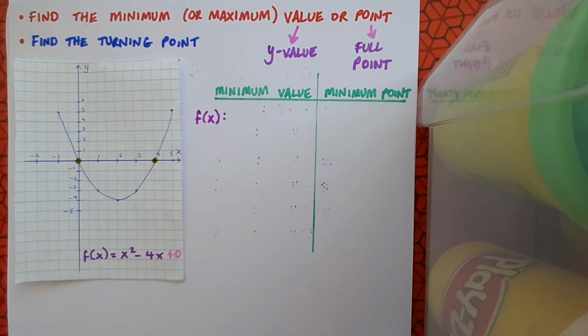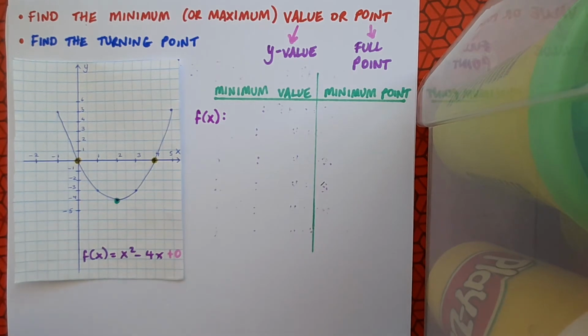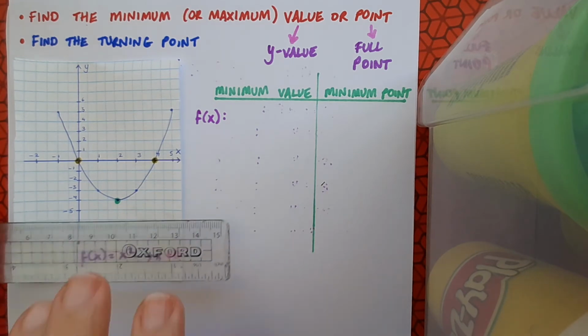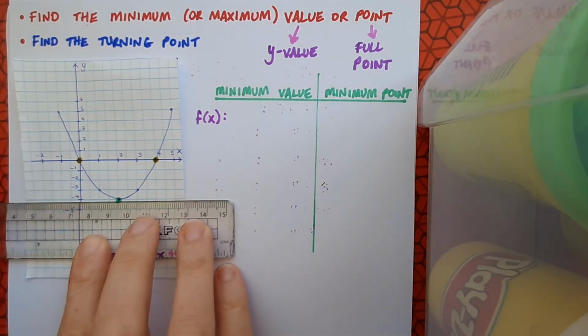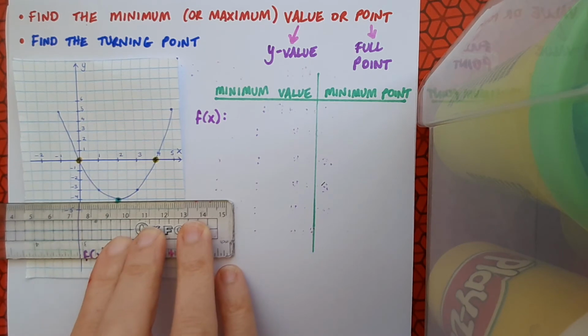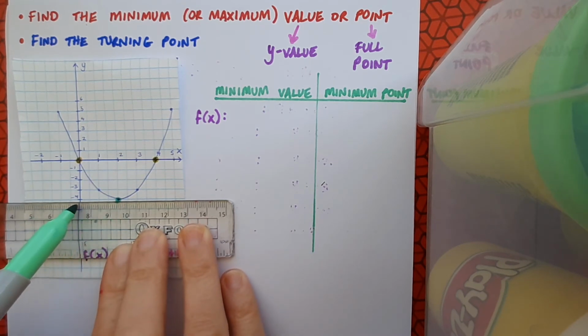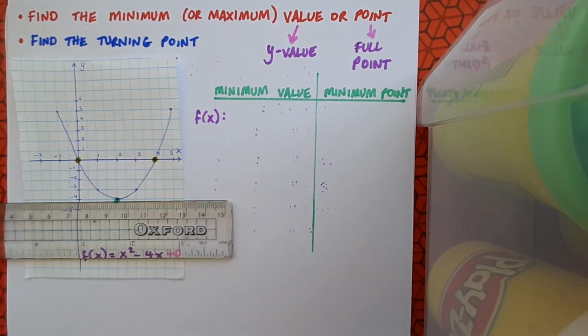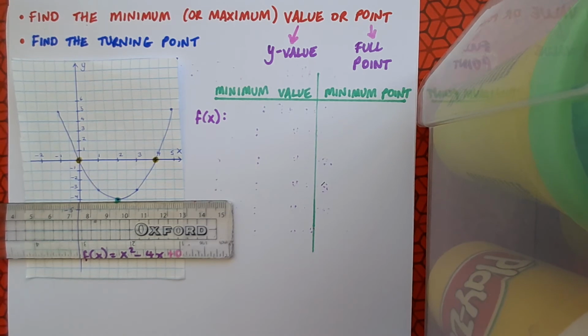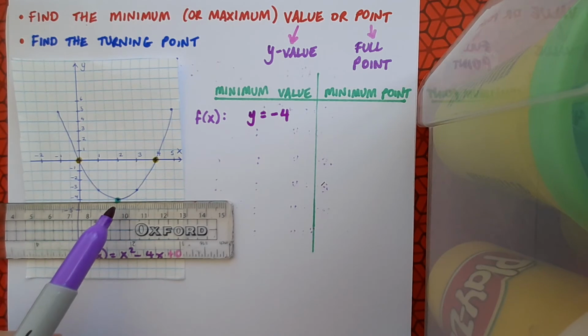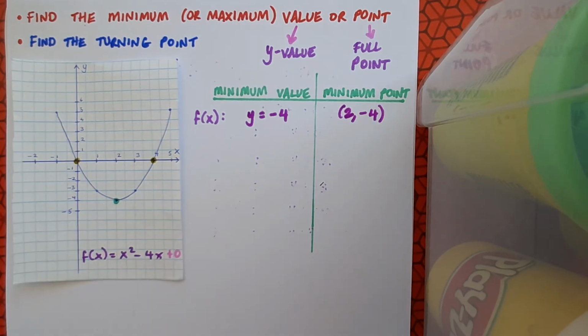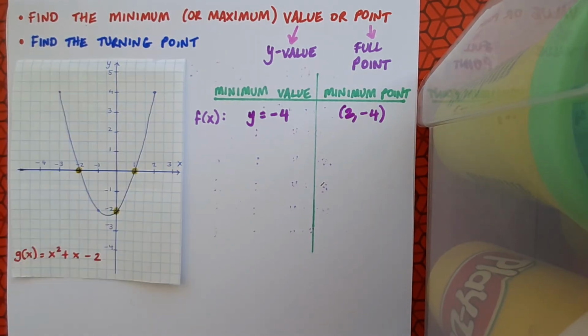First of all, let's locate its minimum point. It's located just here, at the bottom of the curve. To get the minimum value, I simply draw a line straight across to the y-axis, and I can see that I'd land on -4. So the minimum value for f of x in this case is y equals -4. The minimum point is the actual point that I've marked itself. In this case, it's (2, -4).